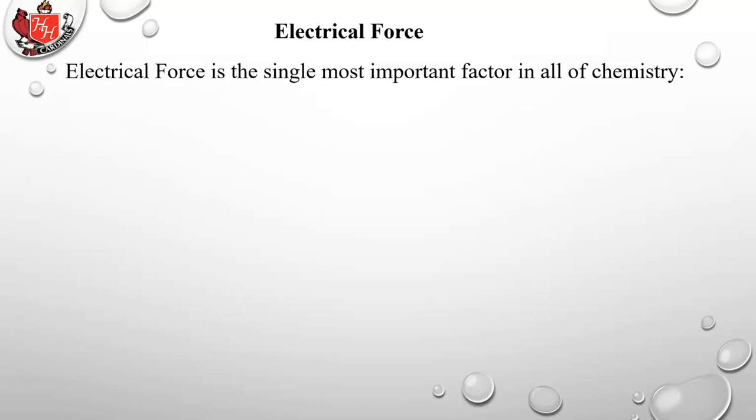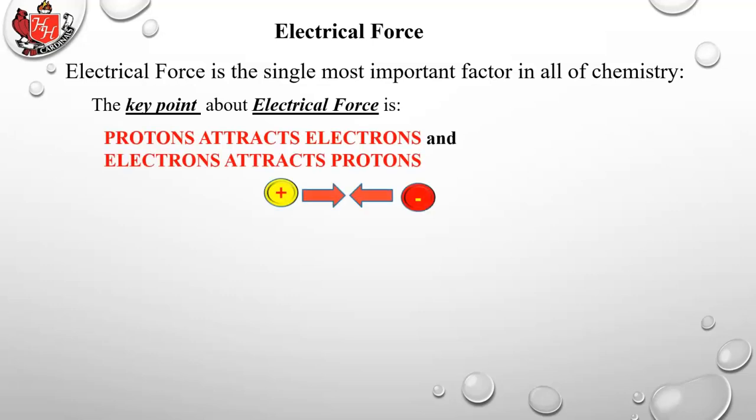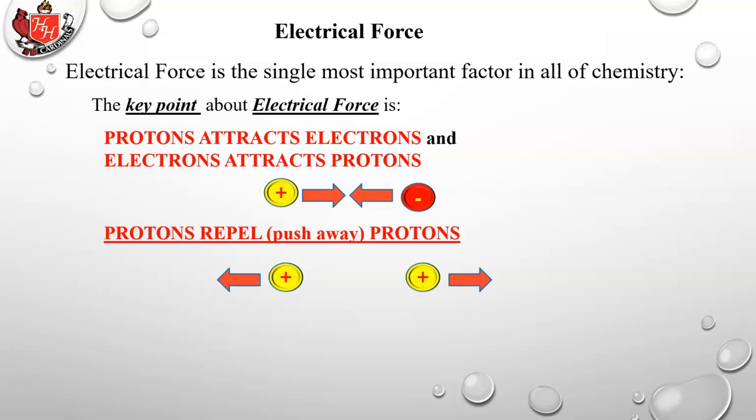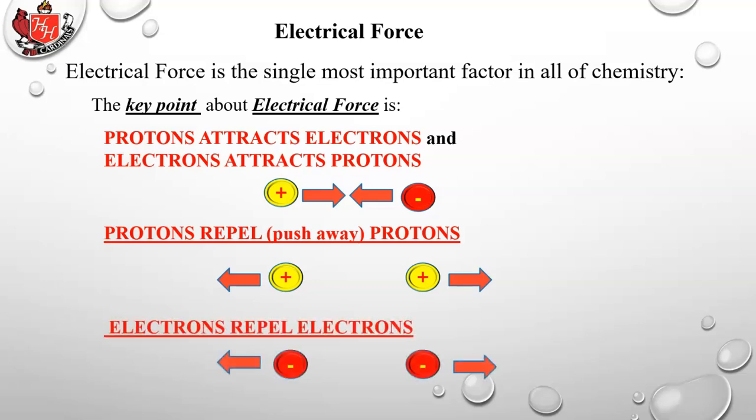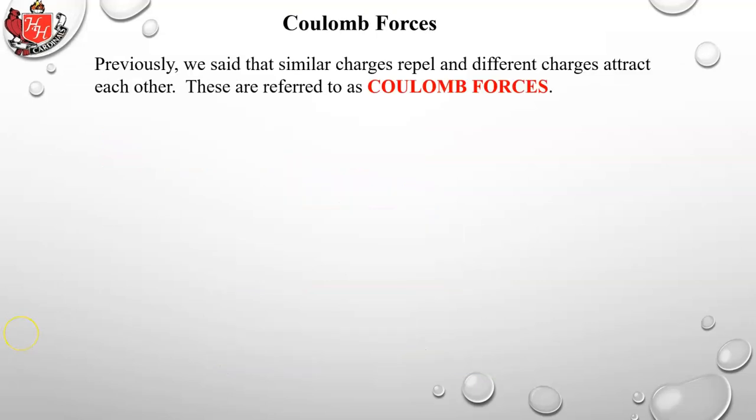Electrical force is the single most important factor in all of chemistry. The key point about electrical force is that positive protons attract electrons and electrons attract protons. Protons repel, push away other protons, and electrons repel, that is, push away other electrons. So previously we said that similar charges repel and different charges attract each other. These are referred to as coulombic forces.